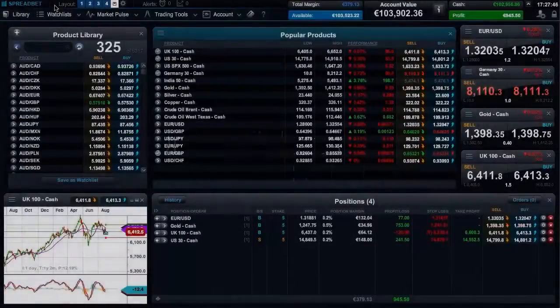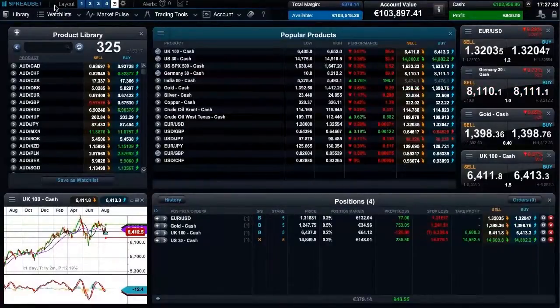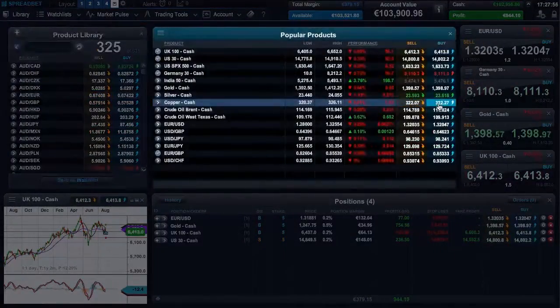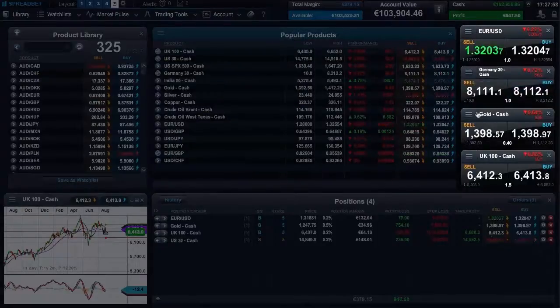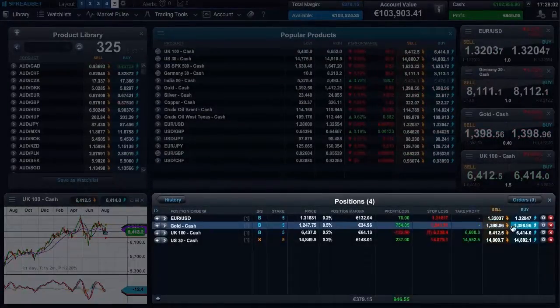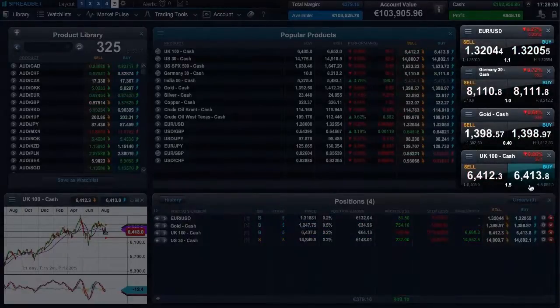Order tickets. Placing a trade. You can open an order ticket to buy and sell products by clicking on any streaming price throughout the platform. From the product library, your watch lists, quote panels, any charts you have open, and even from your account section of the platform. If you think the price is going up, click on the buy price.